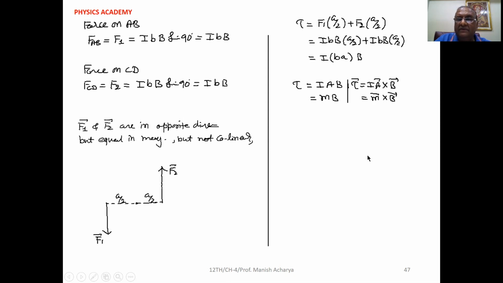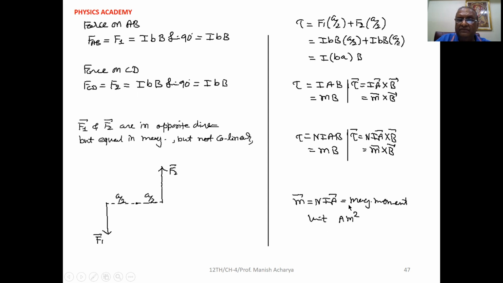vector. Okay. Now if your coil or loop is made by n number of windings, or we can say n number of turns, then very simple, the torque produced will be n times this one. So here you have to multiply the equation by n. So in that particular case, the magnetic moment will be NIA. Clear to all of you?